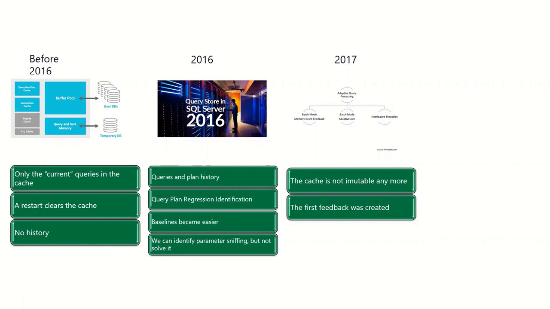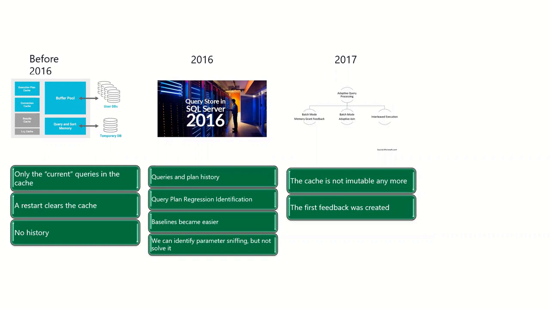And the first feedback was created. What is a feedback? It's an analysis that SQL Server makes over the process of executing a query, over the query plans, historical query plans in the cache, to decide about a possible change to make on these query plans in the cache. The first feedback was called memory grant feedback.